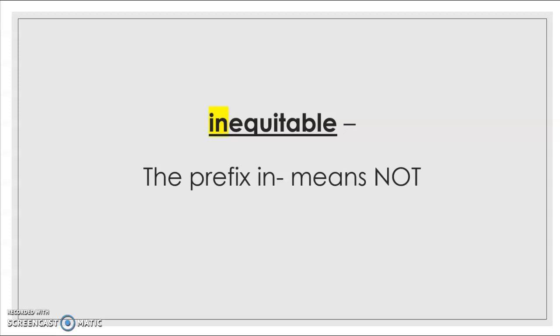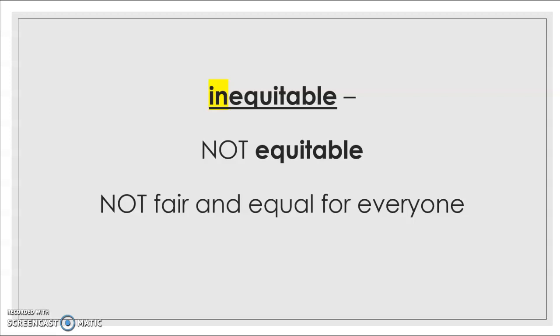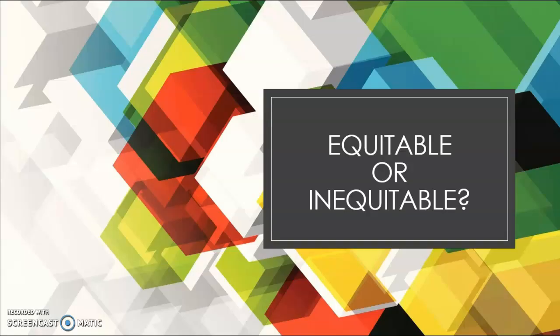Let's look at the last word. The last word is inequitable, and we know that prefix means not, so this word means not equitable. Equitable and inequitable are antonyms. This means not fair and equal for everyone. So I want you to think, in this example that I'm going to share with you, is this an example of something that is equitable, or is this inequitable?